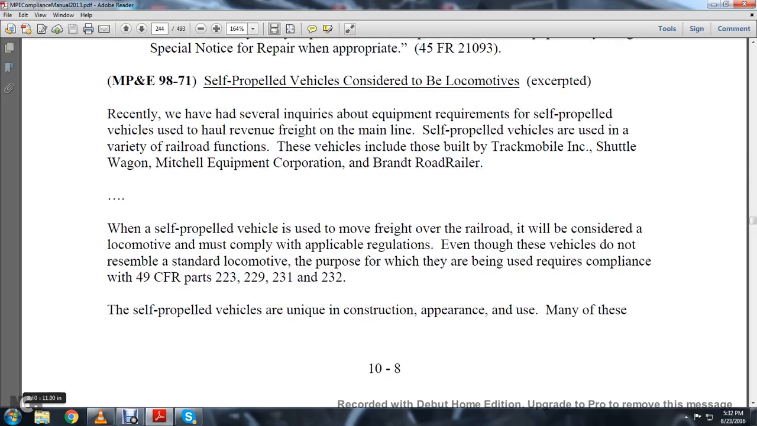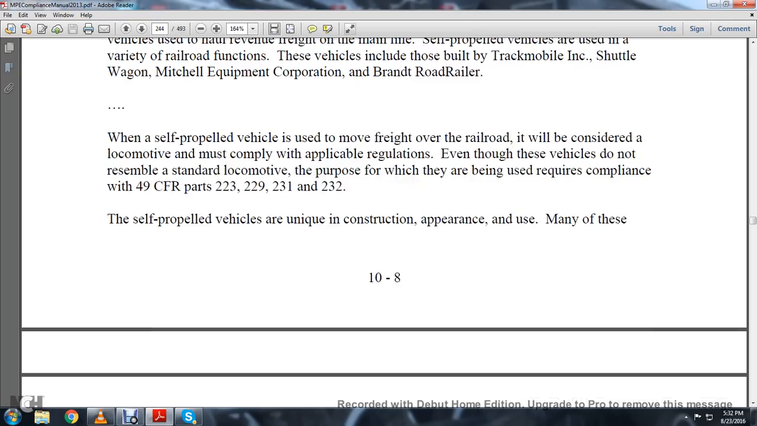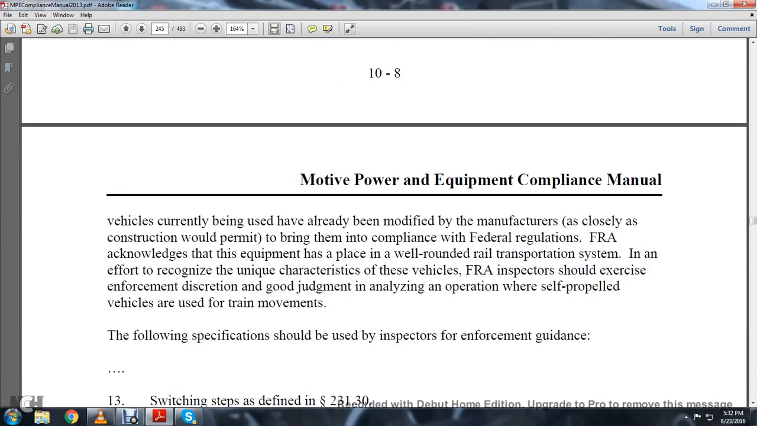When a self-propelled vehicle is used to haul freight over the railroad, it will be considered a locomotive and must comply with the applicable regulations, even though the vehicles do not resemble a standard locomotive. Depending on the purpose for which they are being used, compliance is required with Title 49 CFR Parts 223, 229, 231, and 232. Many of the vehicles currently in use have already been modified by manufacturers, as closely as construction would permit, to bring them into compliance with federal regulations.